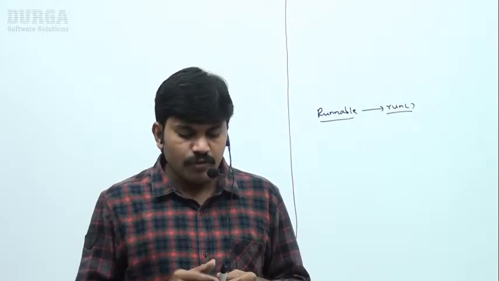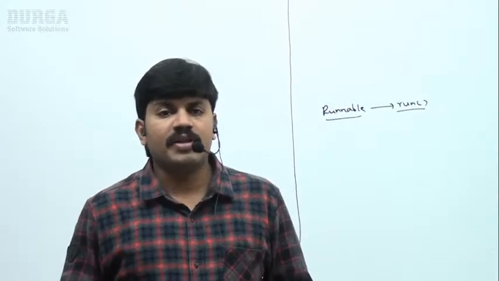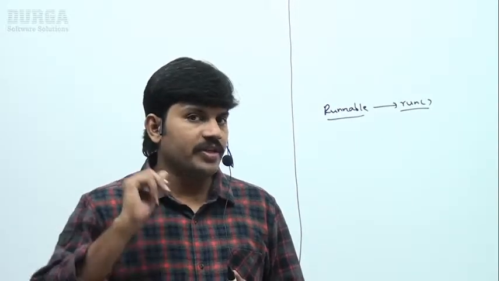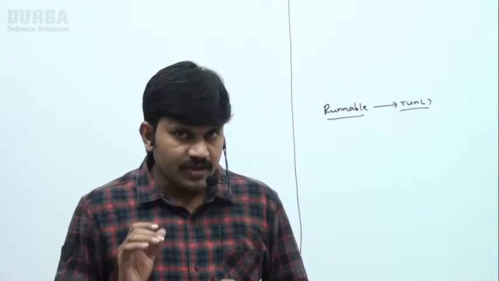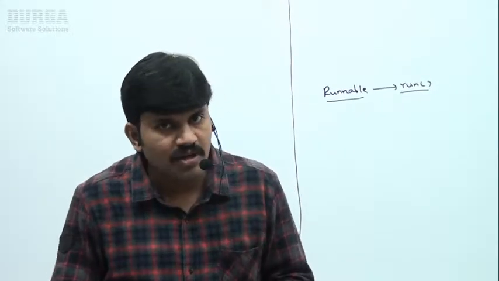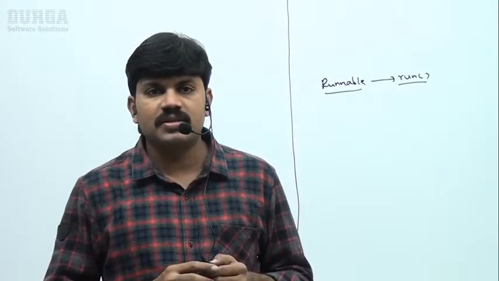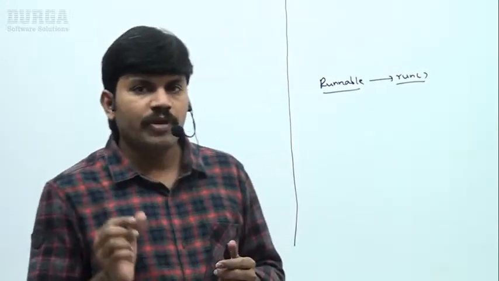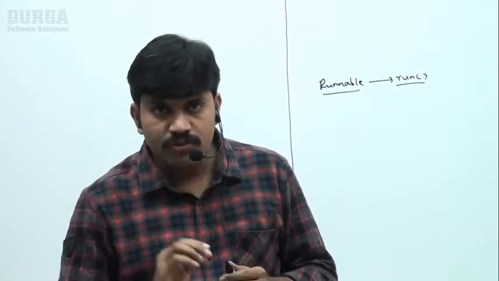Okay. So now, in how many ways can we define a thread? There are two ways. First way, extend the Thread class. Second way, implement the Runnable interface. If you want to understand these things very easily, my videos are there on YouTube: in how many ways we can define a thread.